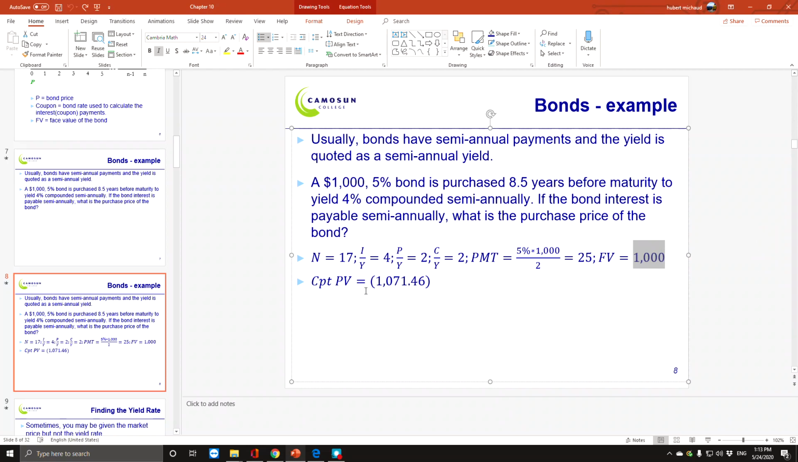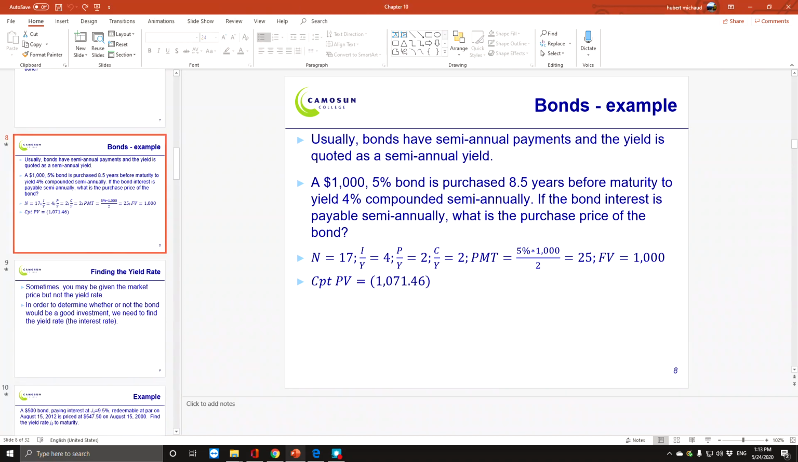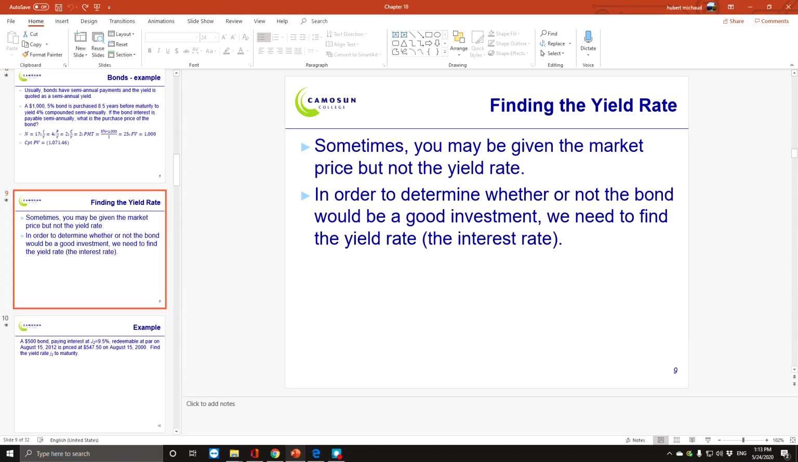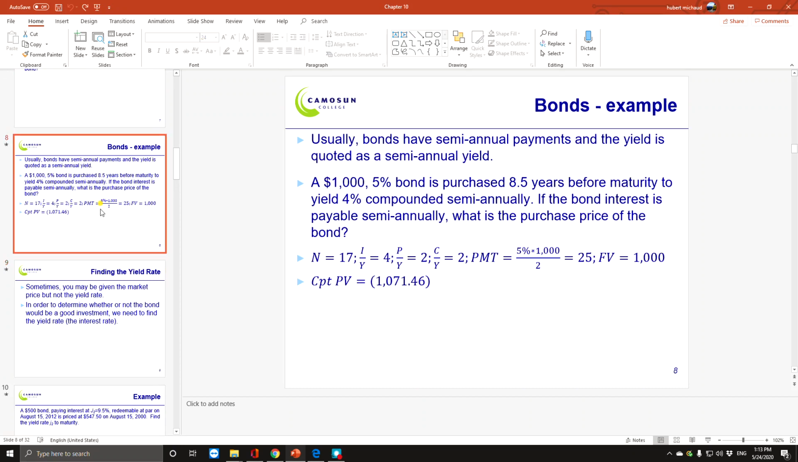We just compute the PV, the price today, and we get that the bond should be worth $1,071.46 today. Okay. Now, usually, as I said at the beginning, what we're interested in here in this class is to find the rate of return, the required return that investors want on our securities. So what we're interested in is usually not finding the price. Okay, usually the price is given on financial market.